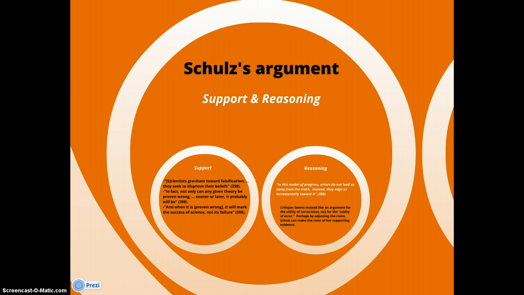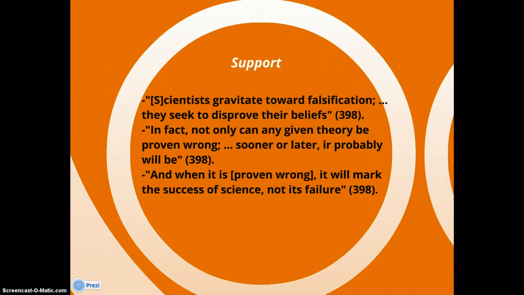So she's got support and reasoning for this. So I'm using the terms from the textbook to show you how the argument stacks up. So, what's her support for this? She says, scientists gravitate toward falsification. They seek to disprove their beliefs. In other words, they're not interested in being right up front. They want to know that they can be proven wrong.